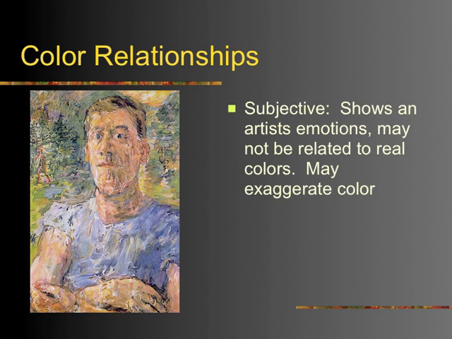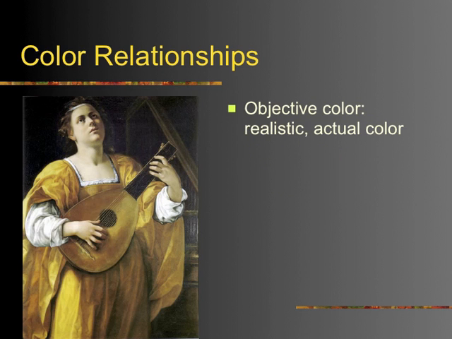Subjective color is color that uses the artist's emotions and may not be related to realistic colors. An artist may choose to exaggerate color or change the real colors to show how they feel. Objective color is realistic color where the artist is trying to mimic reality, and so it's very true to what the artist actually saw. Please make sure you've taken notes on all of these definitions because there may be a quiz. Thank you.